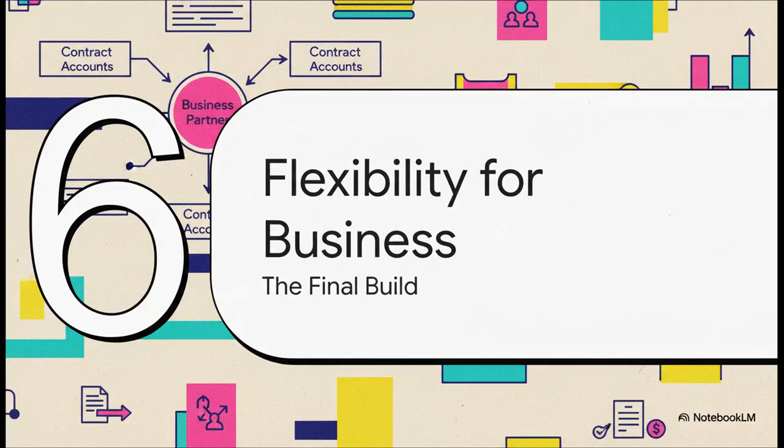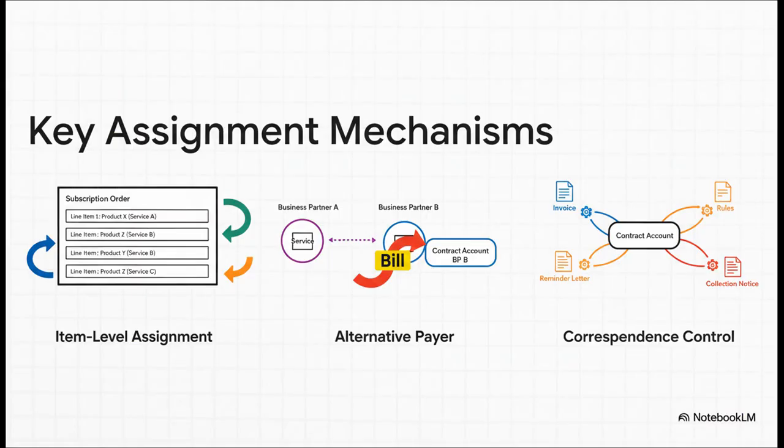So let's bring it all together and see why the structure isn't just some technical detail. It's an essential enabler for the way businesses have to operate today. The system gives you this incredible granular control. For example, on a single subscription order with 10 different items, you could, if you needed to, assign each of those items to a totally different contract account. You can even set up what's called an alternative payer. This is where the service is delivered to business partner A, but the bill is automatically sent to a completely different company, business partner B, using their contract account. Just think of a parent company paying the bills for all its subsidiaries.